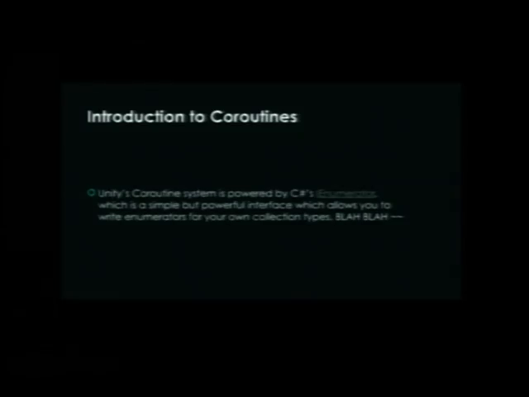Now I will give you the definition of coroutine. The coroutine system is powered by the C# enumerator, which is a simple but powerful interface, which allows you to write. It's quite difficult to understand, so just ignore it. Right now, I will give you an example that helps you to know what coroutine can do, and you will understand it like me. Okay, let's go.